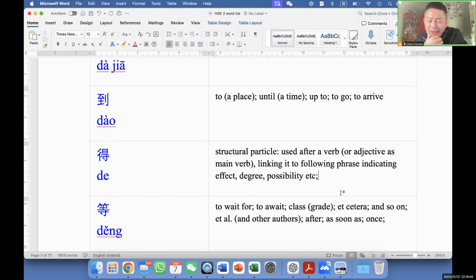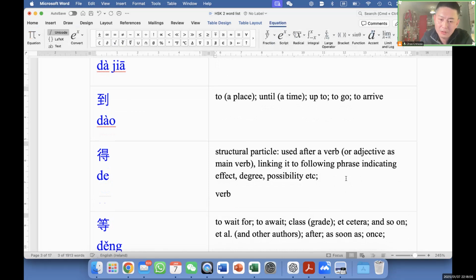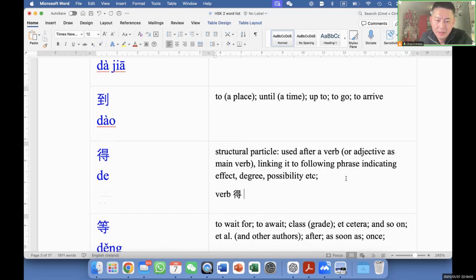There's a structure. The structure is pretty hairy. Now, yeah, we put a verb. The structure is verb plus 得 plus usually an adjective to complete the verb, which means to add something and more information about how this verb was processed or ongoing. Yeah, how it was conducted.